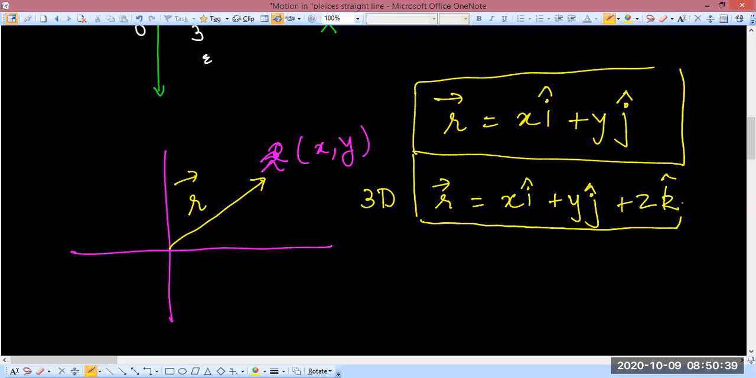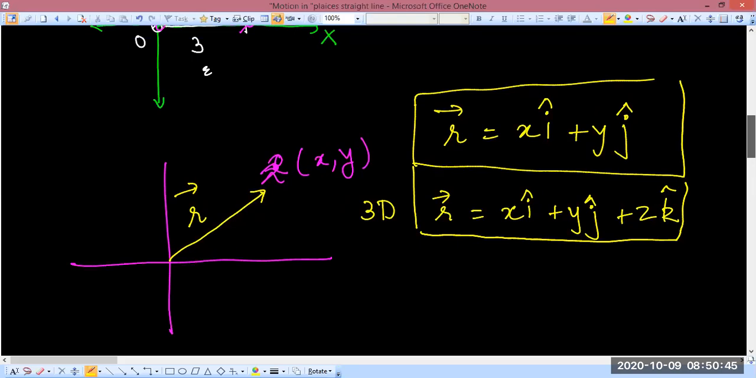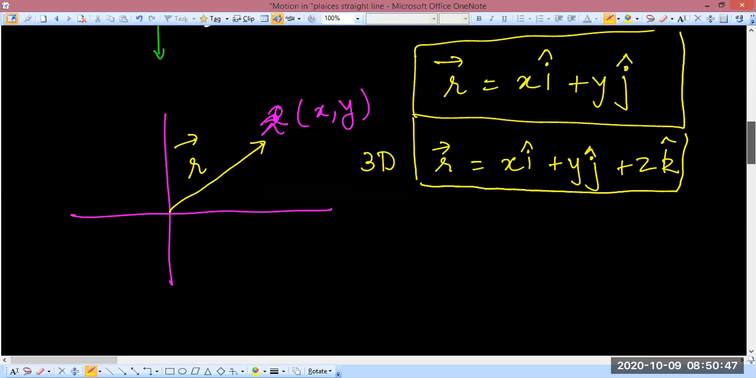So this is in 3D. All right, now let's talk about displacement. Displacement again, it used to come in the third chapter. Agreed?